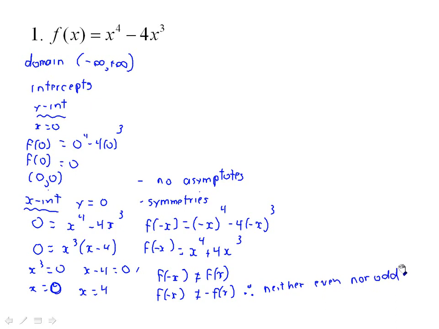Now, to get the local extrema, I'm going to have to do first derivative analysis on this one. So I will take the first derivative and see what happens with all of that. I'm going to do it right here. It's a little cramped for space, but this one will work nicely. F prime at x is equal to 4x to the 3 minus 12x squared. And then we look for the critical numbers.